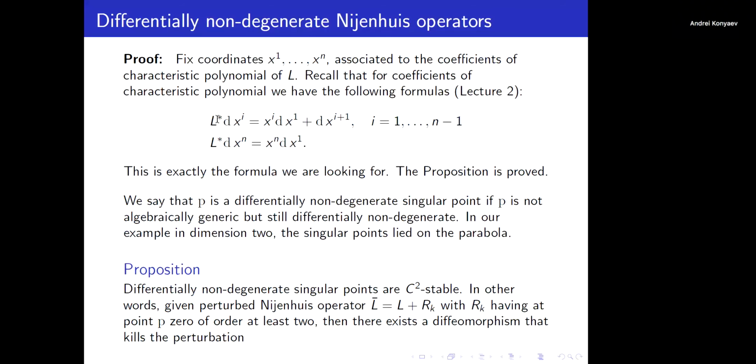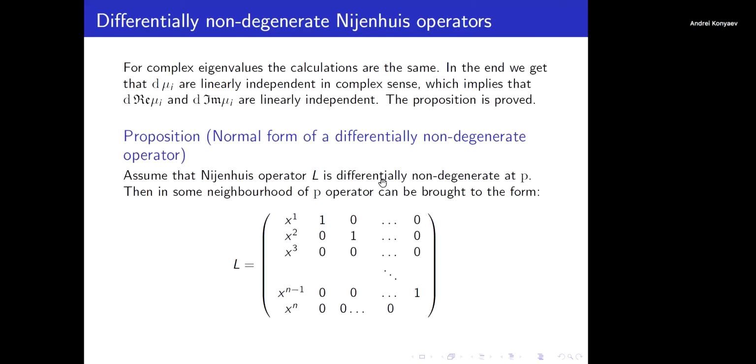In our example, the parabola was a set of differential non-degenerate singular points, right? We had their perturbation, and you see that actually, if you look at this form, you'll see that again at the coordinate origin you have a Jordan block with zeros, right?